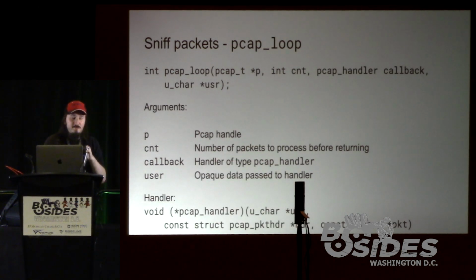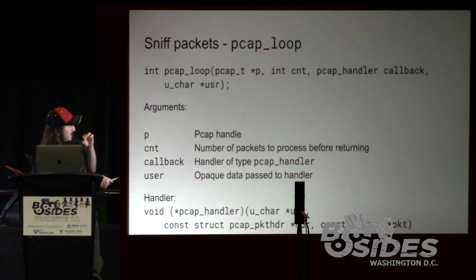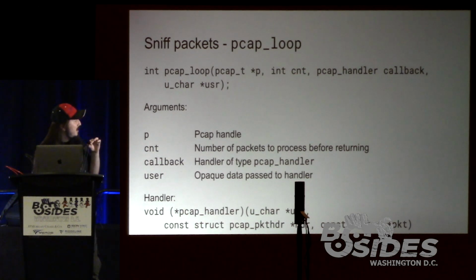Okay, so now we've done the legwork, the boilerplate, so to speak. We've attached to our interface. This is the interesting bit, so we'll loop over it. So we give a callback function. That's where our application stuff actually ends up, and it looks like that.